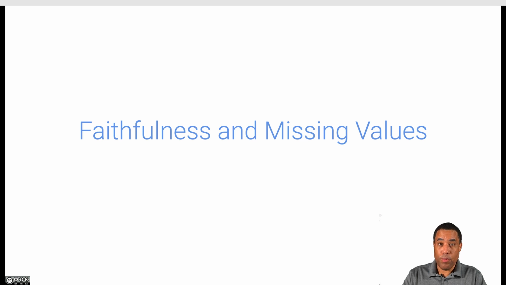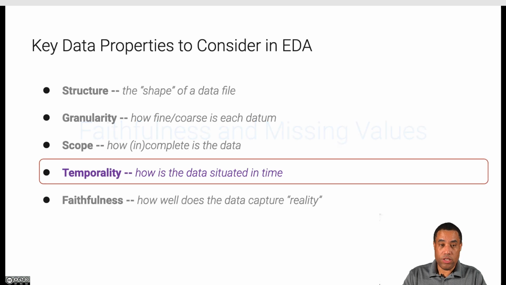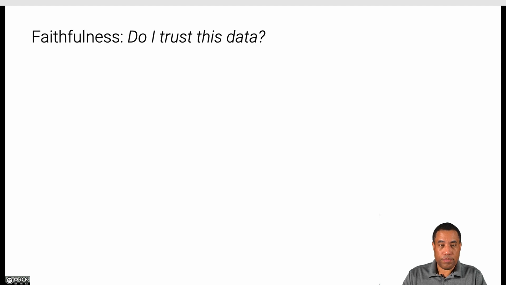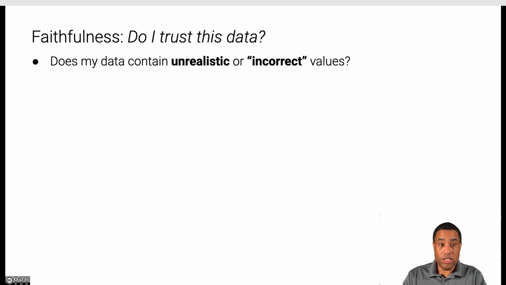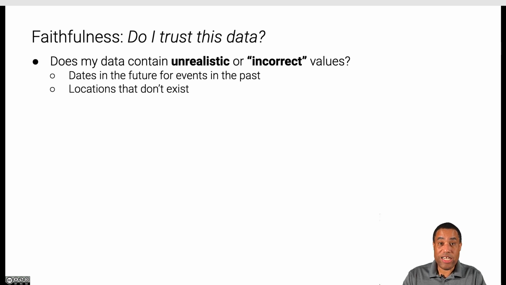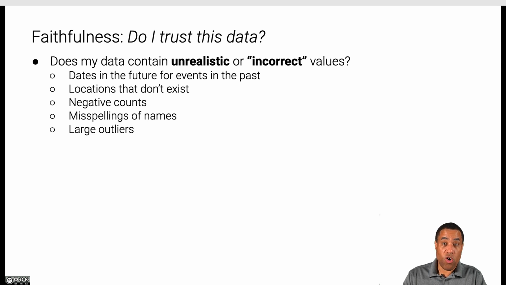The last key data property we'll talk about is faithfulness. Faithfulness is how well the data captures reality. It's really asking the question, do I trust this data? So, does my data contain unrealistic or incorrect values? As an example, are there dates in the future for events in the past? Or locations that don't exist? Or negative counts? Or misspellings of names? Or large outliers?